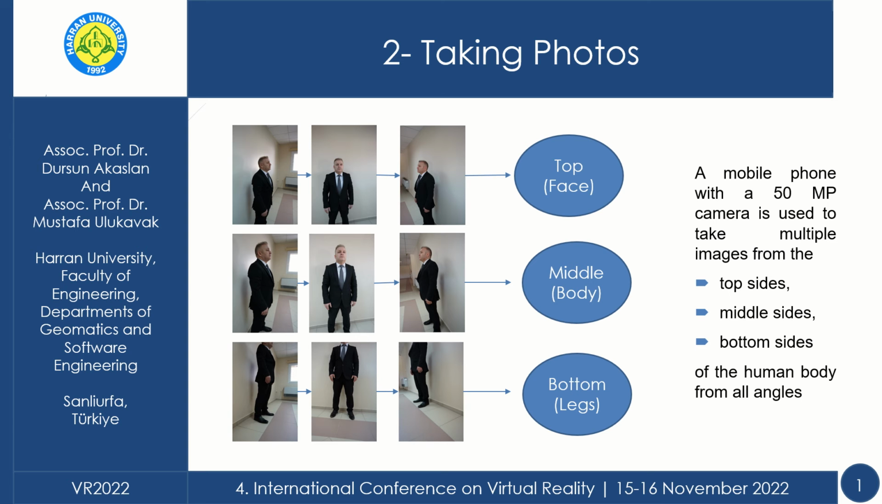In this study, because we focus on the human body, we take photos of legs, bodies, and faces. Nearly we need 100 images for each stage. That means nearly we take 300 images from the perspective of cameras.